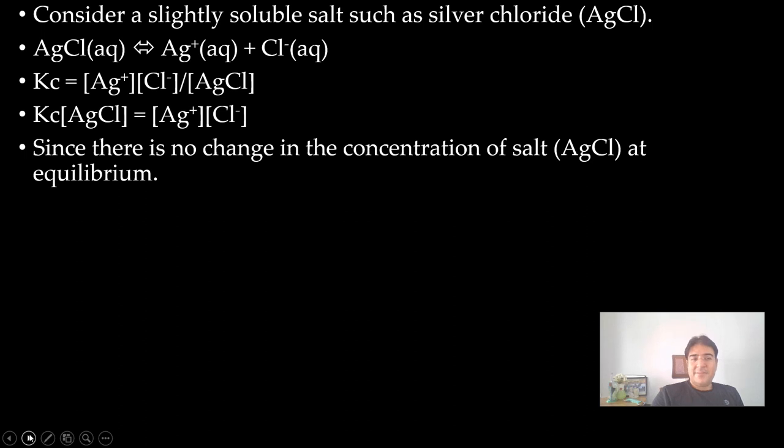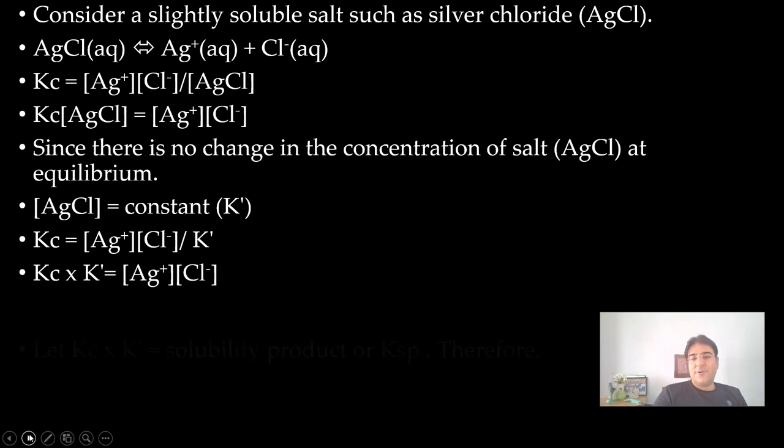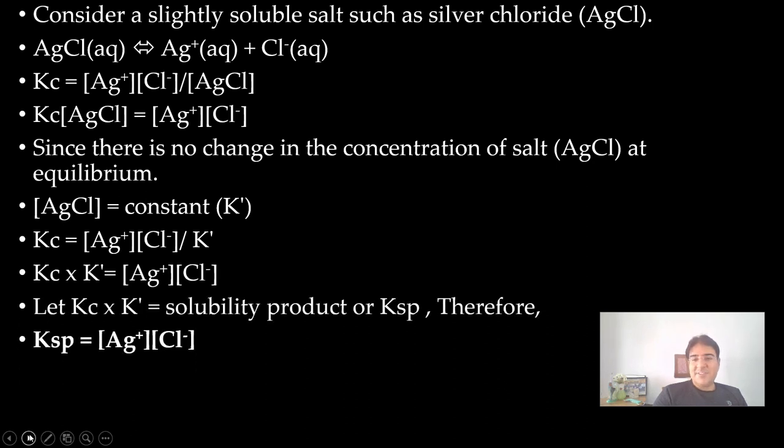When they multiply, there is no change in the AgCl. Once you reach saturation, the solid AgCl is just floating around. This is an equilibrium. Ions are becoming AgCl and AgCl is going back to ions. So the AgCl is also a constant called K dash. Now Kc times K dash is equal to Ksp. And you can see that Ksp is equal to [Ag+][Cl-]. [Ag+] in square brackets is the active mass of the silver ions present in the solution at the time of equilibrium. [Cl-] in square brackets is the active mass of the chloride ions present at equilibrium. Their product is called Ksp.